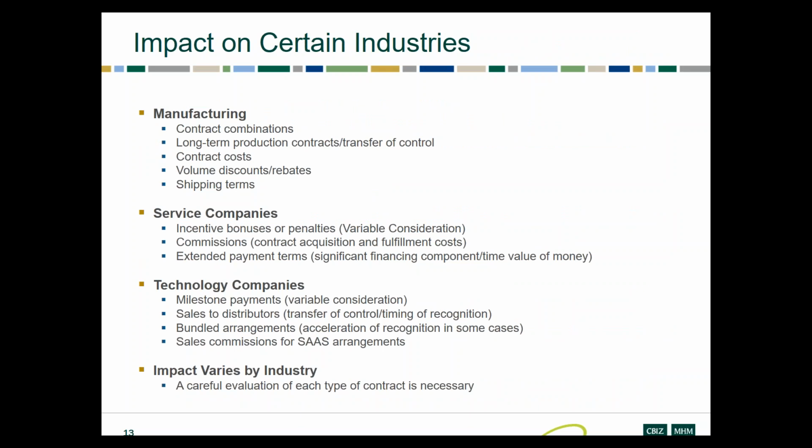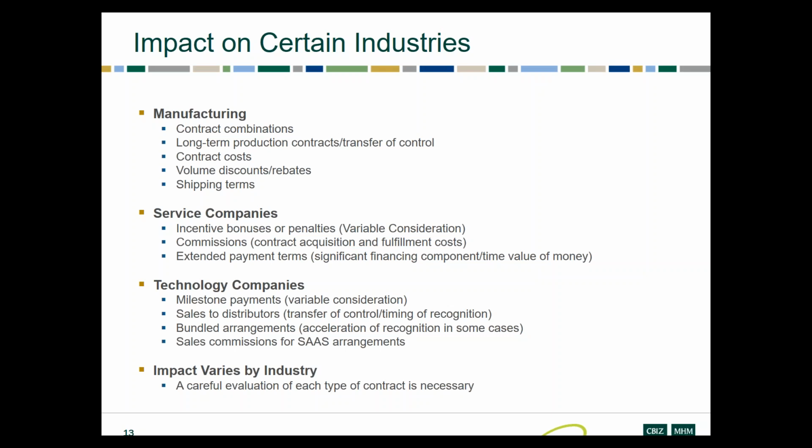This next slide really summarizes how the standard may affect different industries. The message here is that the impact will be different based on the industry you're in. Look at manufacturing. These are some of the issues that we've seen come up with manufacturing clients. Take long-term production contracts. For certain orders that may be highly customized, if the customer controls the asset during production and the asset has no alternative use, you may have revenues that have to be recognized over time.